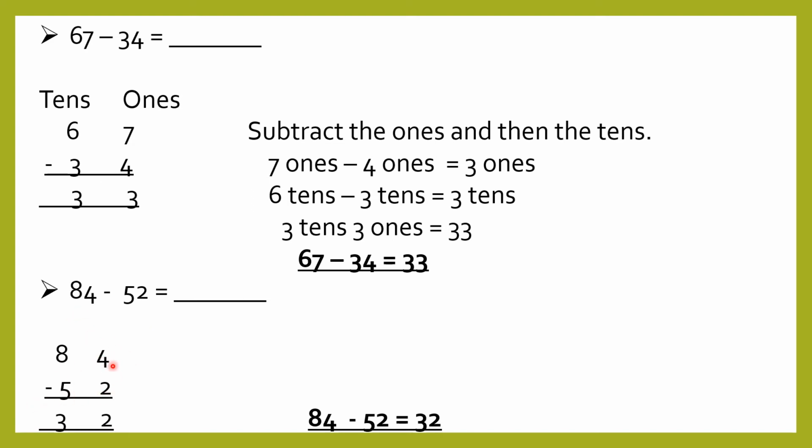84 minus 52, put 84 at the top, 52 at the bottom. Subtract the ones first. 4 minus 2 is 2, and 8 minus 5 is 3. So 3 tens, 2 ones means 32 is your answer.